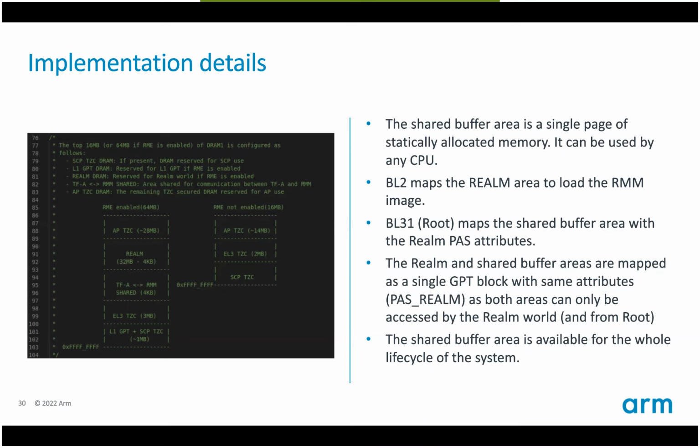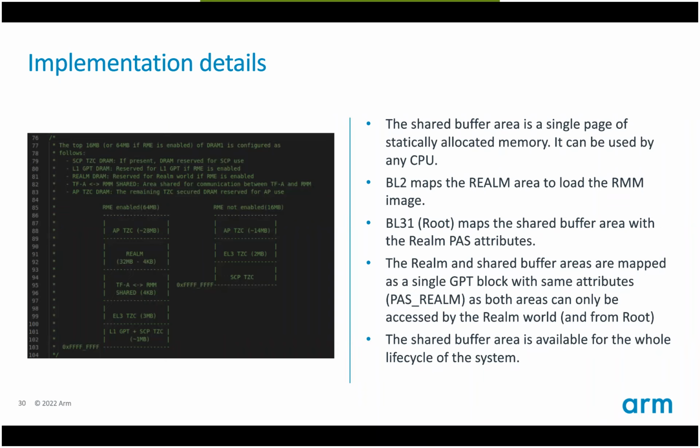The realm area and the shared area buffer are mapped as a single GPT block. They share the same attributes. They are mapped as realm paths, and both areas can be accessed by the realm world as well as from the root world.